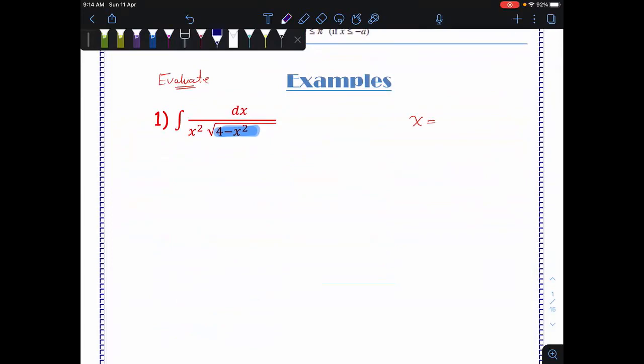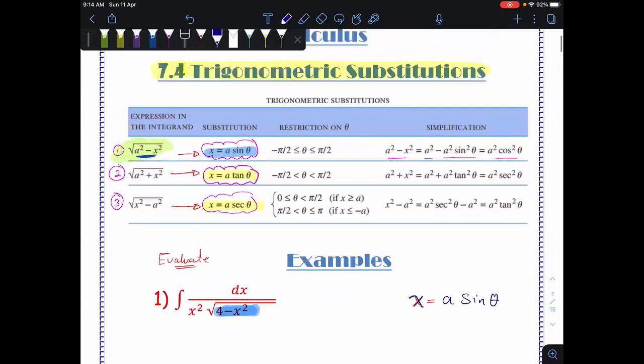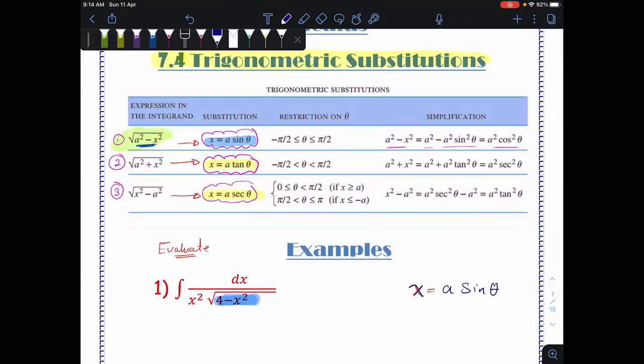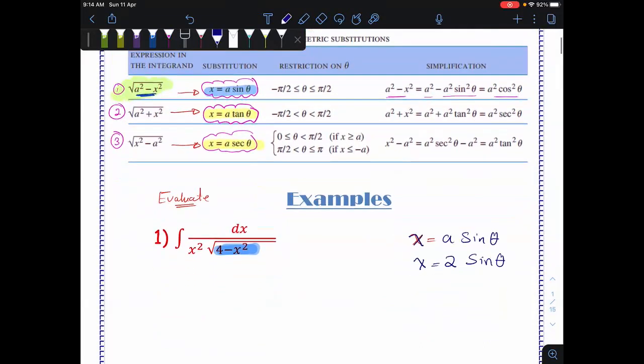I have to use x equals a sine theta. The rule here in the table, the first one, root of a squared minus x squared, is the same as root of 4 minus x squared. So a here is 2, so x is equal to 2 sine theta. Now take the derivative: dx equals the derivative of sine, which is cosine theta d theta.